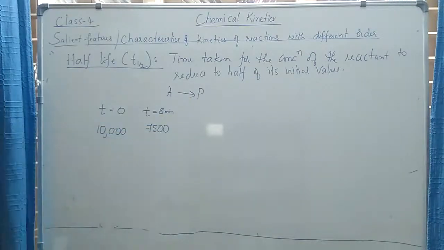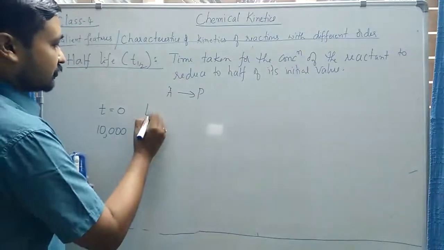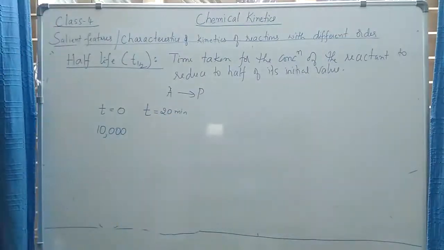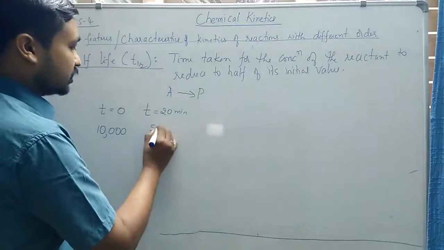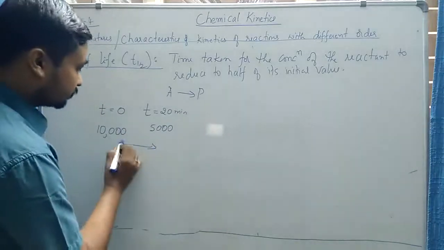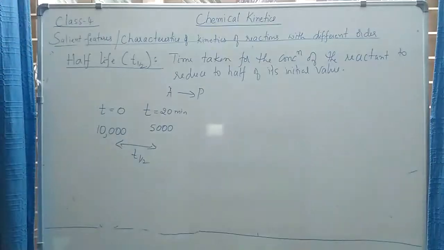For example, at the 20th minute, I measured the concentration of the reactant, and the concentration of the reactant is 5,000. That is half of the initial value. So T is equal to 20 is nothing but the half-life of the reaction. So this is the half-life of the reaction.